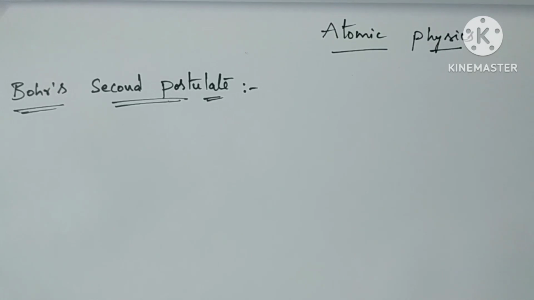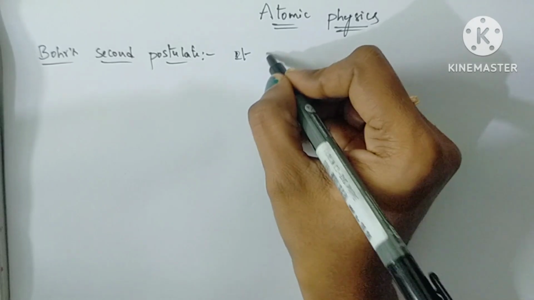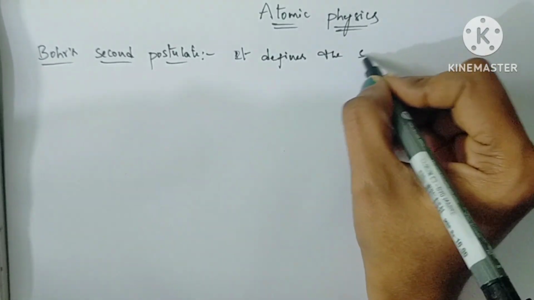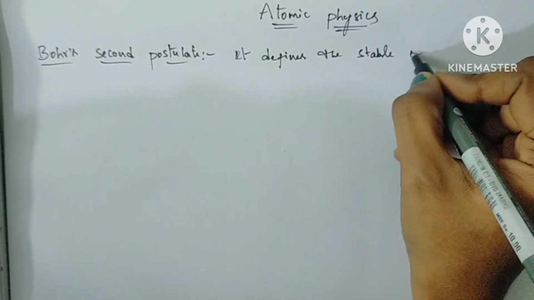Hello students, in this video we are going to learn about Bohr's second postulate, which is in atomic physics. So let's go to the explanation. It defines the stable orbits. What is stable orbits?